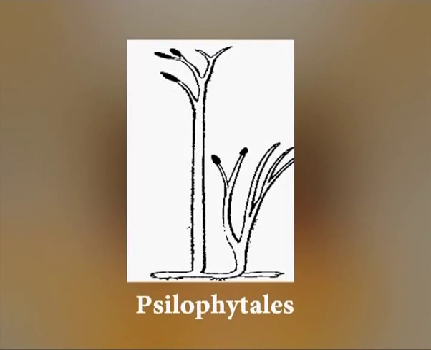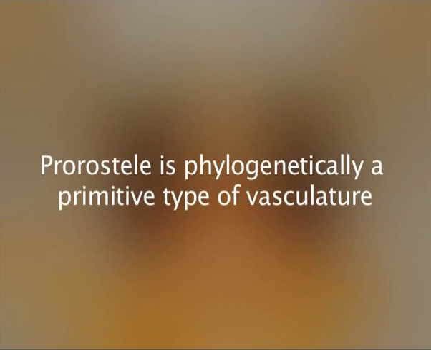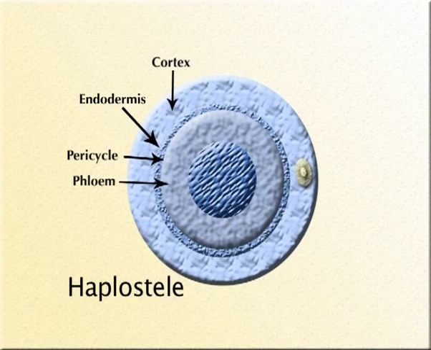The primitive vascular plants, like the extinct Rhynia, also possessed protostelic vascular organization. Presence of exclusively protostelic stems in the earliest vascular plants and their retention in some of the living vascular cryptogams lends strong support to Jeffrey's view that protostele is phylogenetically a primitive type of vasculature. In its simplest form, protostele is haplostelic.